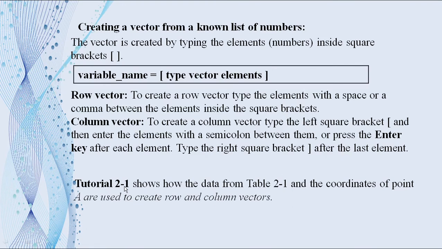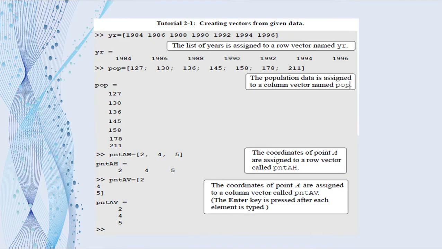Tutorial 2.1 shows how the data from table 2.1 and the coordinates of point A are used to create row and column vectors. So, creating vectors from given data.